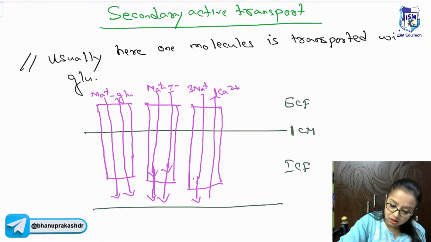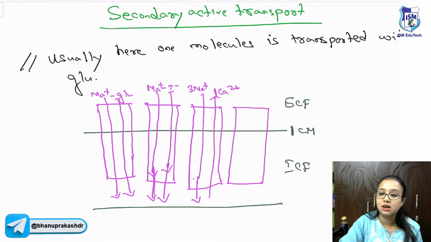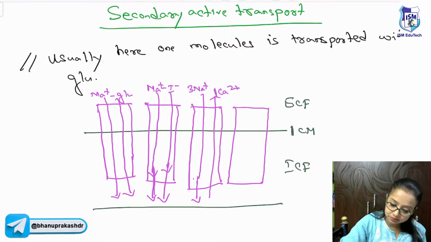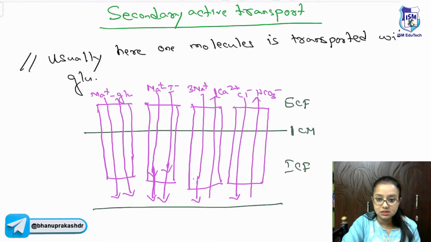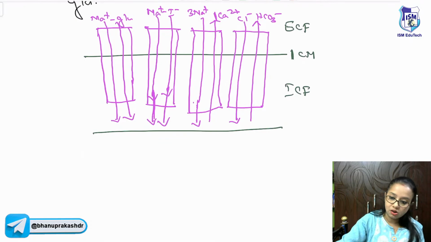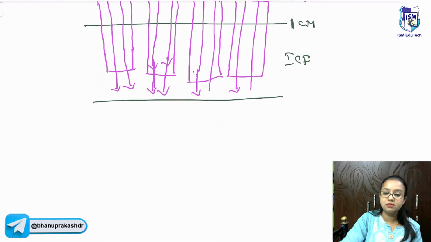Now there also lies another exchanger which is not dependent on sodium, but it is a very good example of the counter transport. It is seen in the RBC and also in the kidney cells, in the renal tubular cells. Like here, it is the exchange between the chloride and the bicarbonate. So here the chloride enters and the bicarbonate goes. It is also called the anion exchanger. So these are the examples of the secondary active transport.